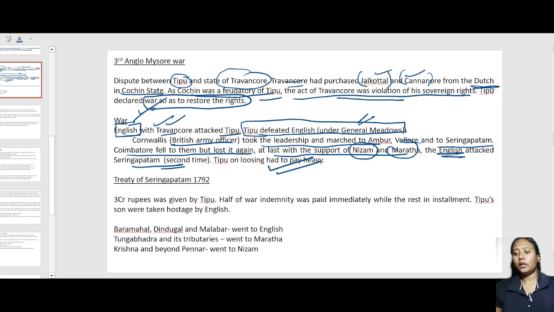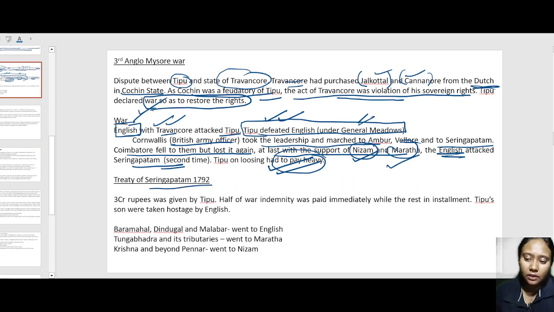So what happened? Though Tipu succeeded in the first attempt, in the second attempt, when Seringapatam was again attacked by the English, Tipu lost. Tipu lost in a way because his allies were against him. The English were successful in breaking their alliance, and the Nizam and Maratha helped the English, and Tipu lost that war.